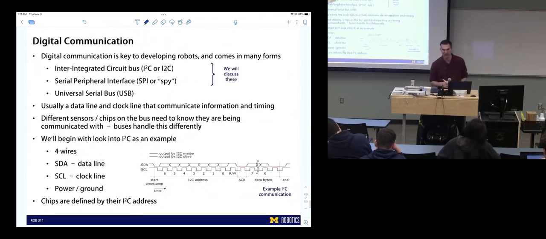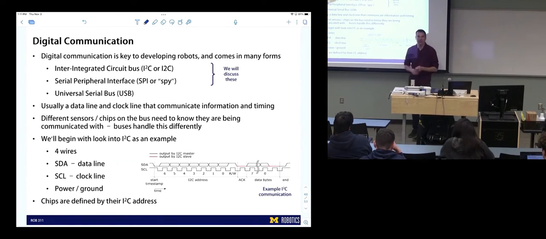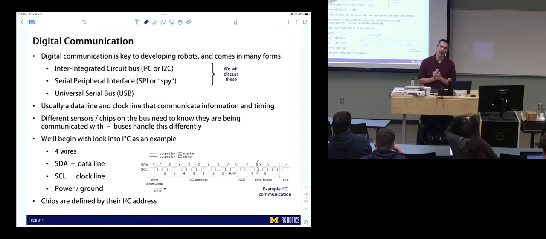We talked about digital communication. This stuff you really need to know: I2C, SPI, USB, though we didn't really talk about USB, but it's an example. Then we talked about the mechanics of sending digital information. How does that work? What does it look like? How many wires are required? How is addressing done?